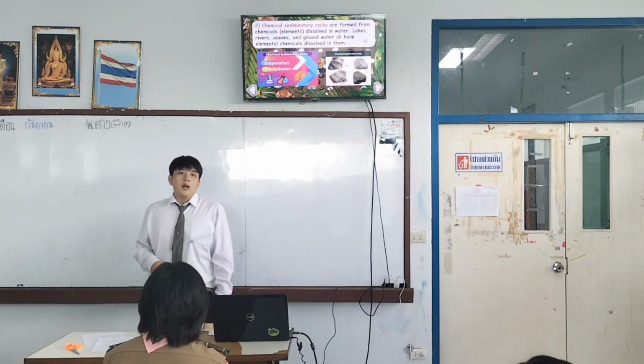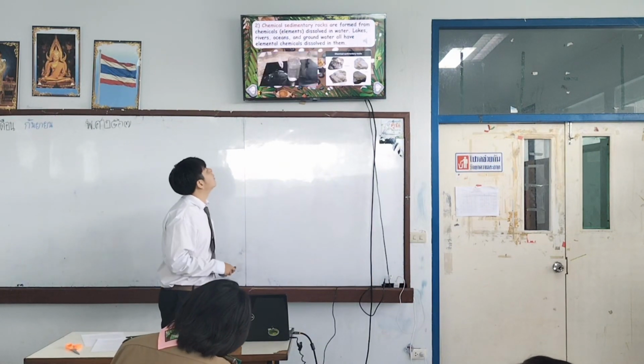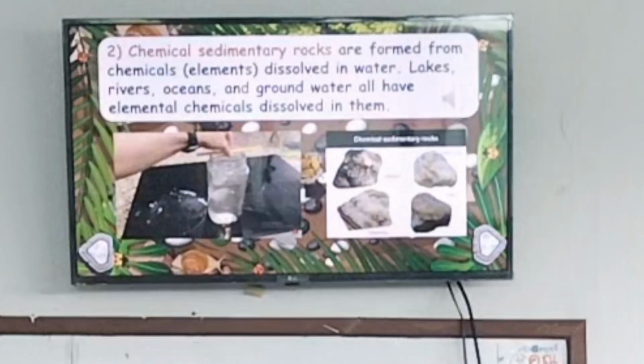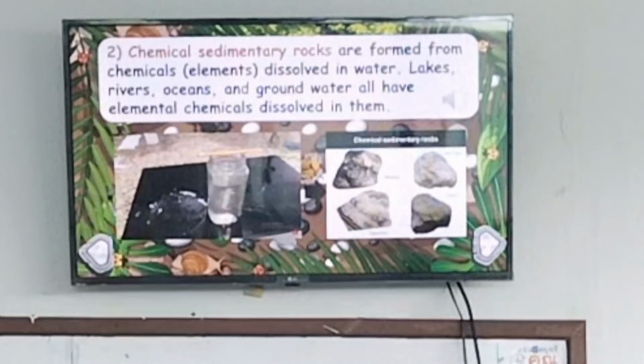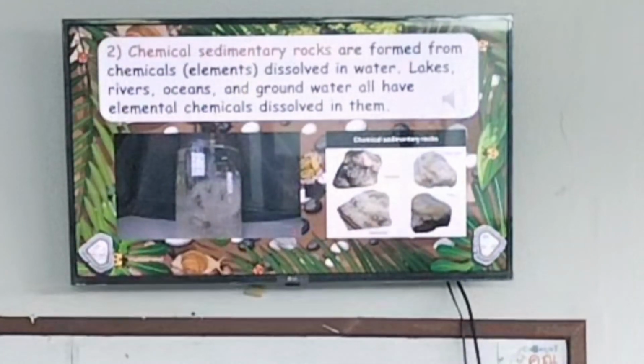Okay, I will turn on the audio again, and then you repeat after the sound. 2. Chemical sedimentary rocks are formed from chemical elements dissolved in water. Lakes, rivers, oceans, and groundwater all have elemental chemicals dissolved in them.